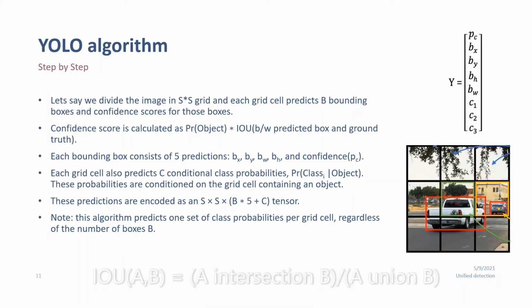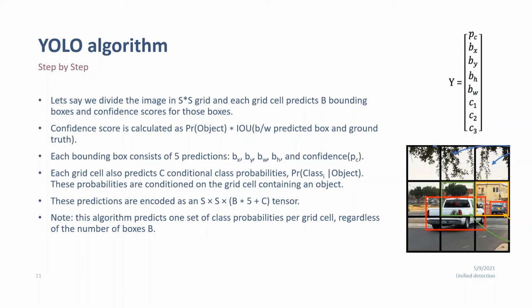So here PC is the confidence score, and how is it calculated? It is calculated as a product of the probability of the object and intersection over union. Intersection over union is also the main key point of the paper. So they have taken the intersection over union of the predicted box and the ground truth box.